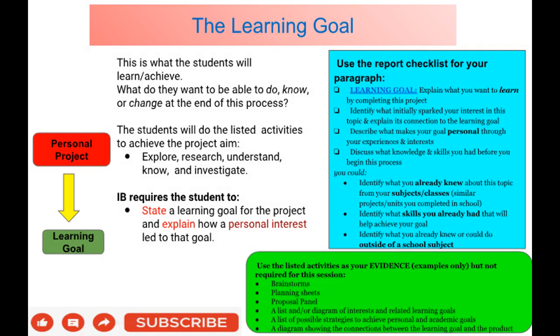The students will do the listed activities to achieve the project aim: explore, research, understand, know, and investigate. IB requires the student to state a learning goal for the project and explain how a personal interest led to that goal. Use the report checklist for your paragraph.